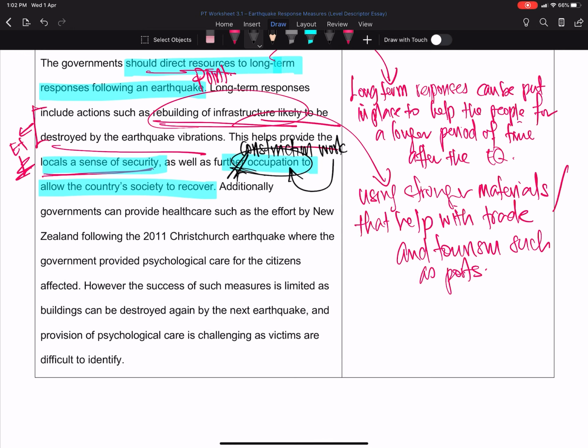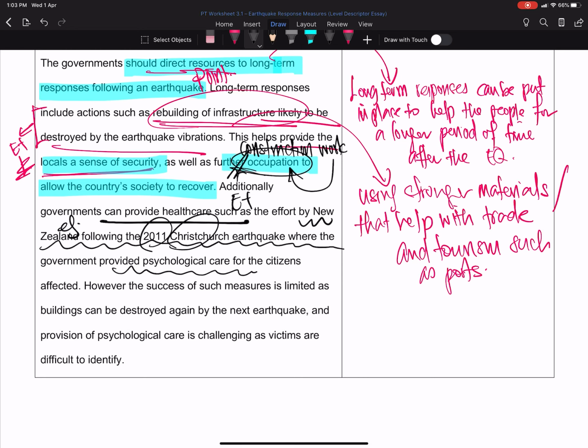Additionally, governments can also provide healthcare, such as the effort by New Zealand. So providing of healthcare, this is my intent to be a second E+. Okay. But within the same sentence, I didn't just leave it as that. I brought up the idea of the New Zealand 2011 Christchurch earthquake, where they provided psychological care. This is example. The 2011 earthquake in Christchurch, where they provided psychological care. This is my example with relevant fact and figure.